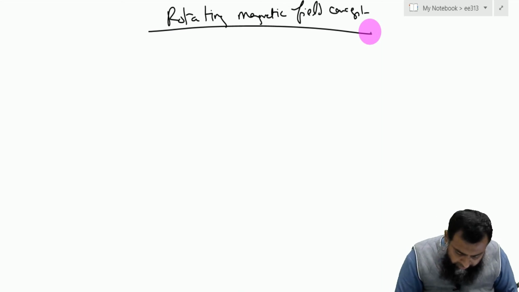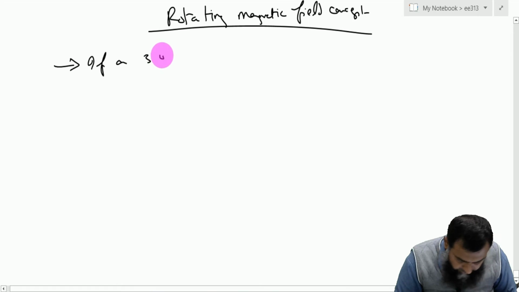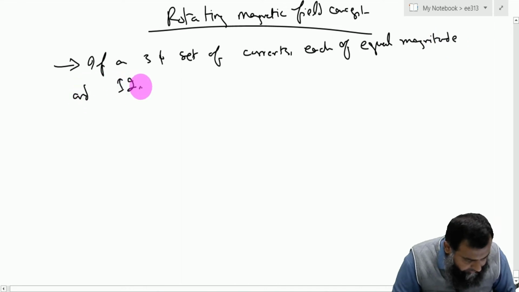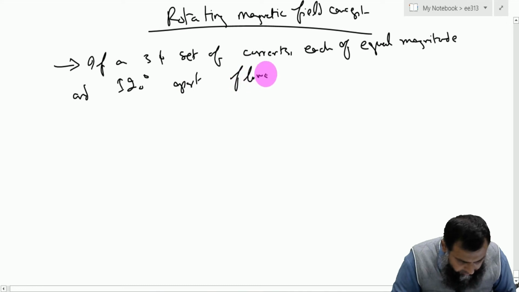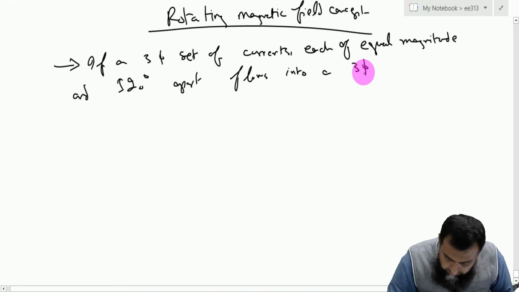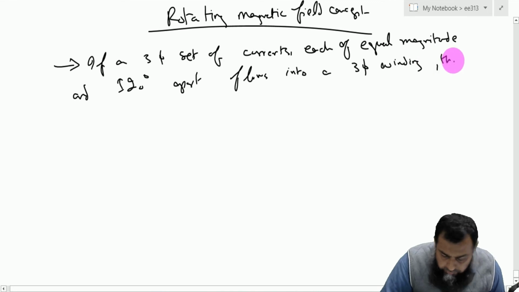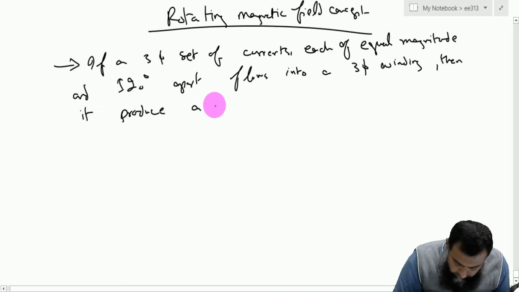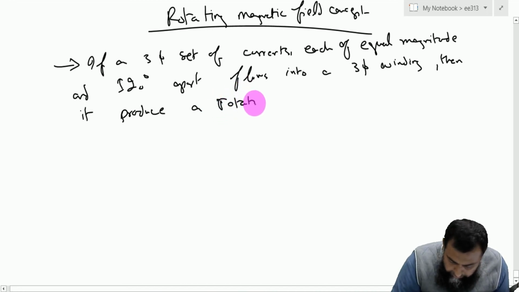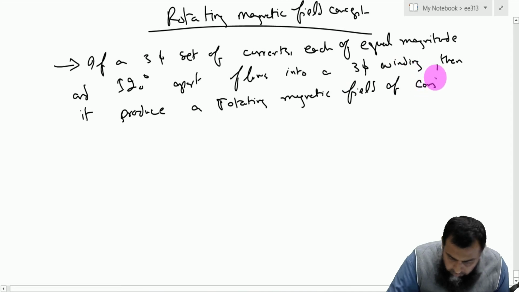The concept of the rotating magnetic field is very simple. It says that if a three-phase set of currents, each of equal magnitude and 120 degrees apart, flows into a three-phase winding, then it produces a rotating magnetic field of constant amplitude.